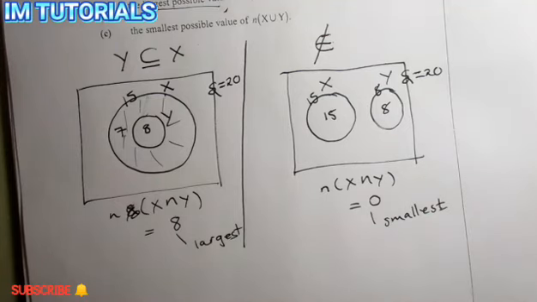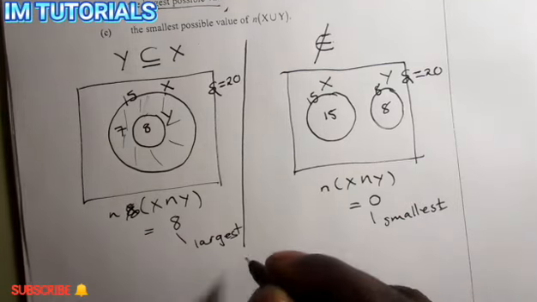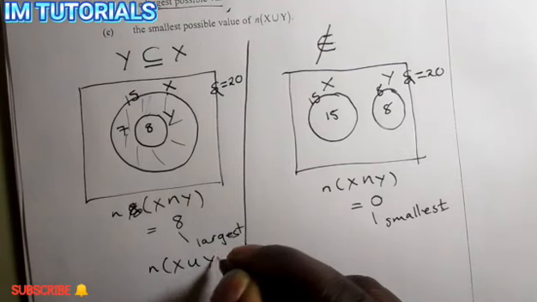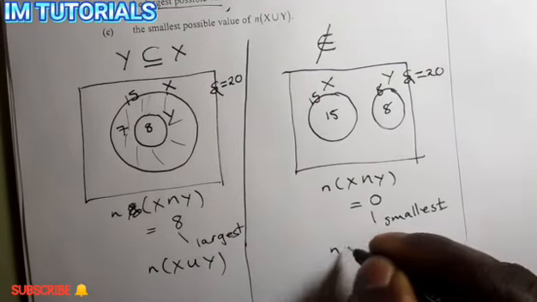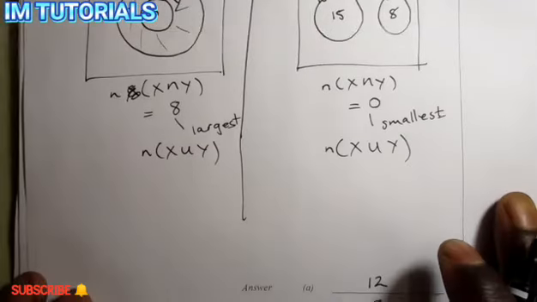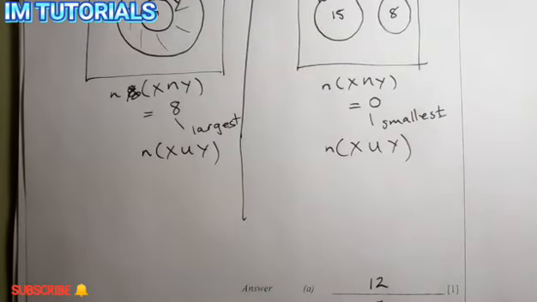Find the smallest possible value of x union y. Union means join together. So what you need to do is find the number of x union y on the left side, and also find the number of x union y on the right side. Then you compare the two answers, the smallest and the largest.